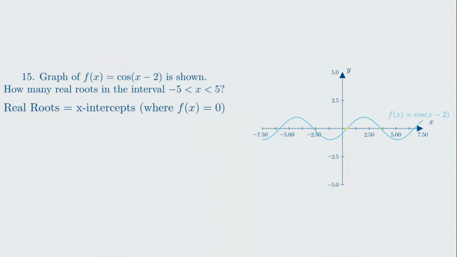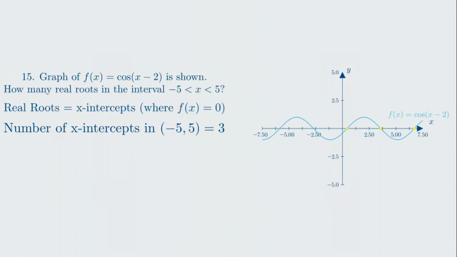Starting from x equals negative 5, we can see one point where the curve crosses the x-axis. That's one root. As we move to the right, we see another crossing. That's 2 roots. And a bit further, we find a third crossing. That's 3 roots. So counting the intersections, we find there are 3 roots. The graph shows 3 x-intercepts between x equals negative 5 and x equals 5. So the function has 3 real roots in this interval. This corresponds to option A.